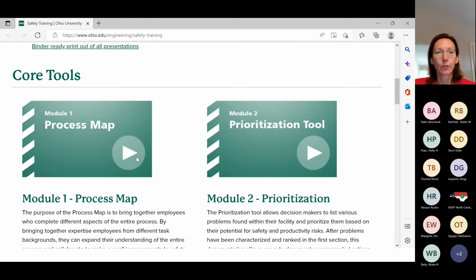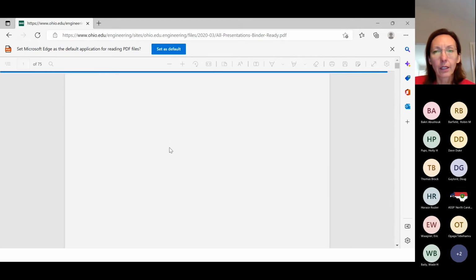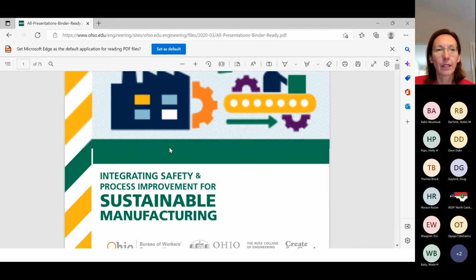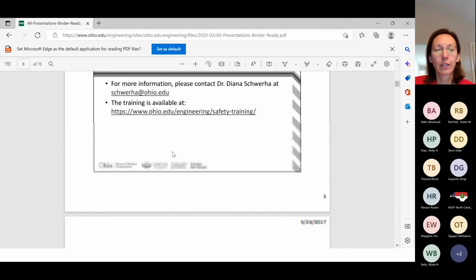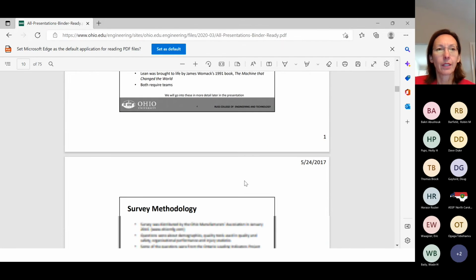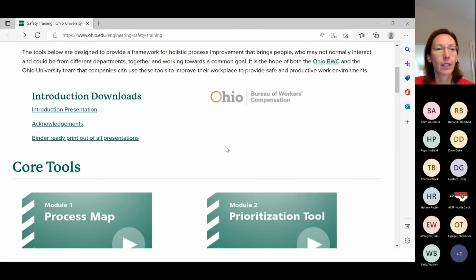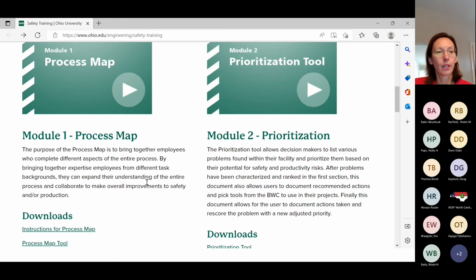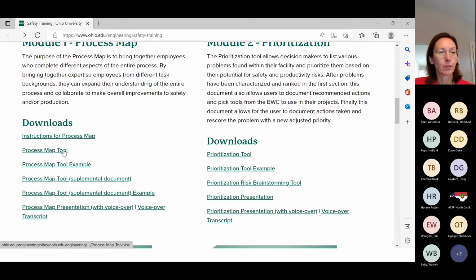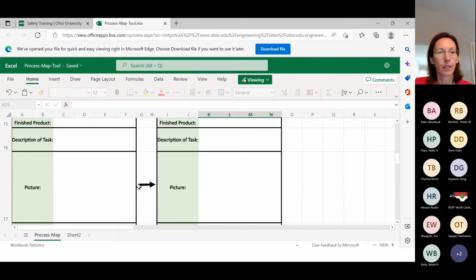All of these tools are on here. So what you see is, I'm going to click on this and hope that this link is still valid. Yeah, so this is the final binder that had all of our PowerPoints in it. It has all of the training documents, everything's in this. So if you want to use this, it's like an introduction presentation with all the tools. What we did was we developed these tools, like a process map tool. The process map was one that we looked at.